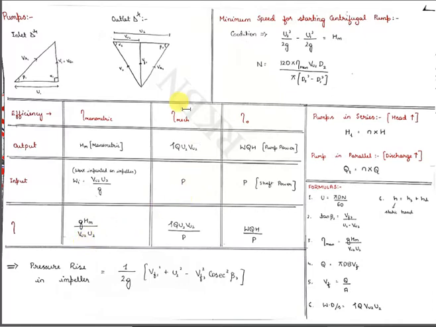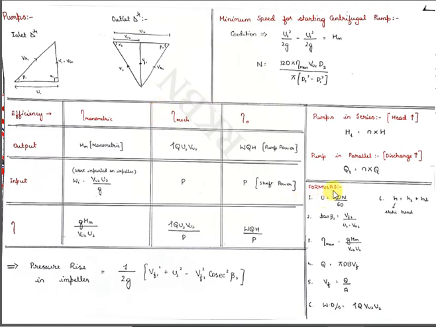Similarly, for the mechanical efficiency, the output is rho into Q, discharge, into U2 Vu2, divided by the shaft power, that is P. Therefore, mechanical efficiency is rho Q U2 Vu2 divided by P. Next, overall efficiency is pump power divided by the shaft power, that is wQH by P. These are the general formulas to be noted down with respect to pumps.